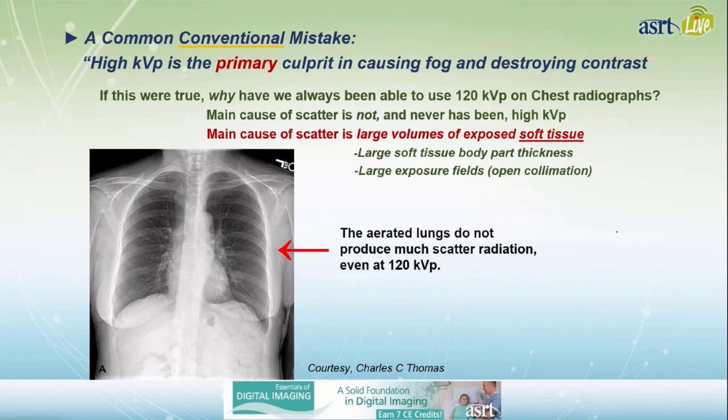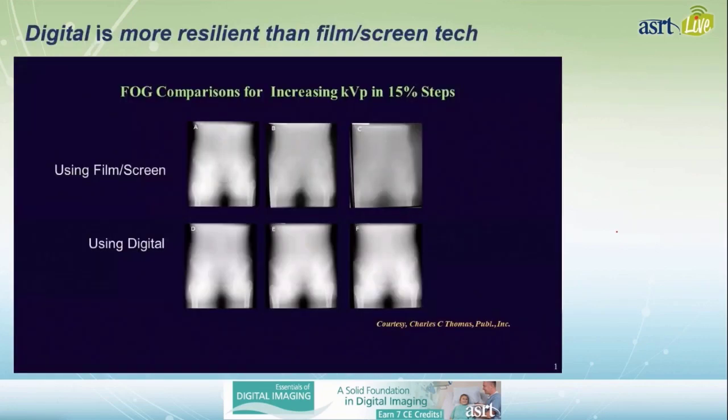The main cause of scatter is, in fact, large volumes of exposed soft tissue. That's why you need to use an abdomen in your contrast experiments. So large soft tissue body part thicknesses and large exposure fields result in large volumes of exposed soft tissue, which produce a lot of scatter. But digital technology is way more resilient at cleaning up scatter than, of course, films were. Here's a row of abdomen images at the top with increasing kVp, and a row of digital images at the bottom with the same exposure factors.